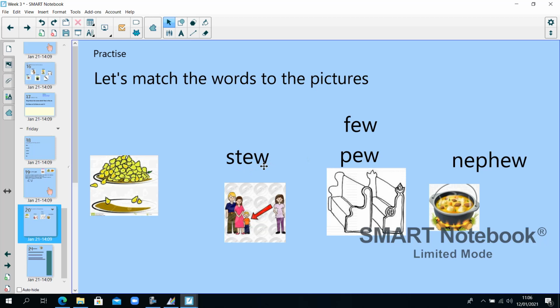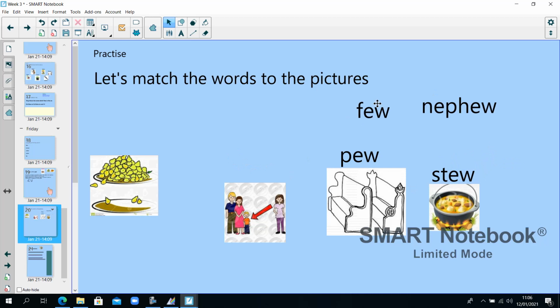U, stew. This is a stew. It is generally made of vegetables or meat and vegetables. N-F-U, nephew. This picture shows a nephew because it's a boy, and I think that's meant to be his auntie. And few. There are more than a few, I think, cornflakes in that bowl.